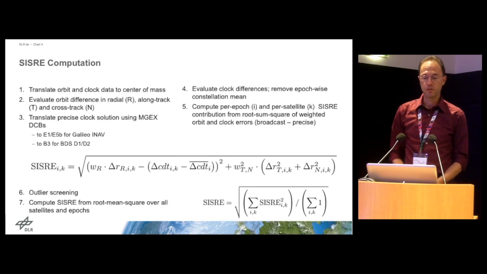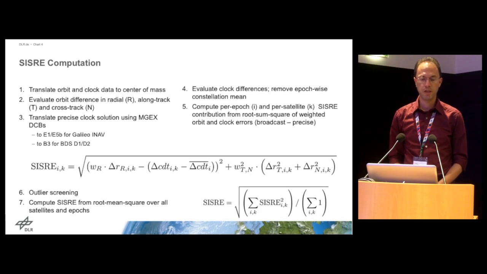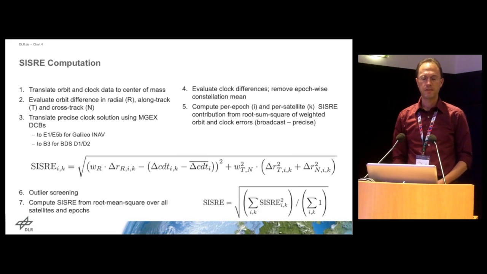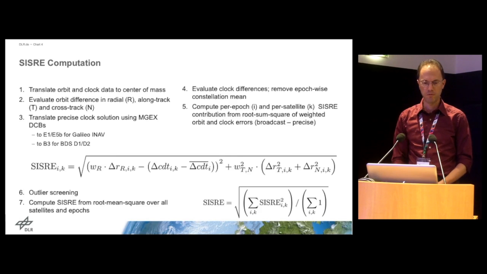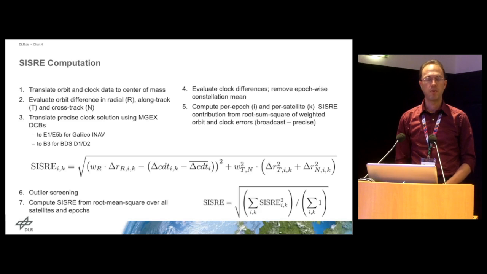Let me now briefly introduce the concept of the SISRE computation. The first step is the translation of the orbit and clock data to the center of mass. We need phase center offsets for this translation for the broadcast orbits. I will show you some more details on the next slide. Then the second step is the evaluation of the orbit differences in radial, along-track, and cross-track direction. Then the DCBs come into play. So for some systems, for example for Galileo, but also for BeiDou, we have to do a translation of the clock signals. Therefore we need the DCBs.